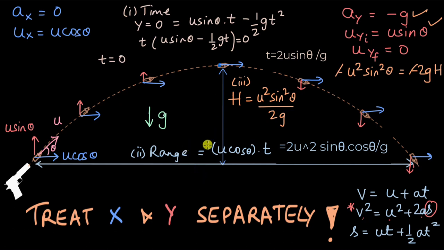To be able to tell the horizontal displacement, the range, we only looked at the horizontal part of the motion. And to figure out time, we again looked at the vertical part of the motion. Now let's go back to the question that we asked in the beginning of this video.